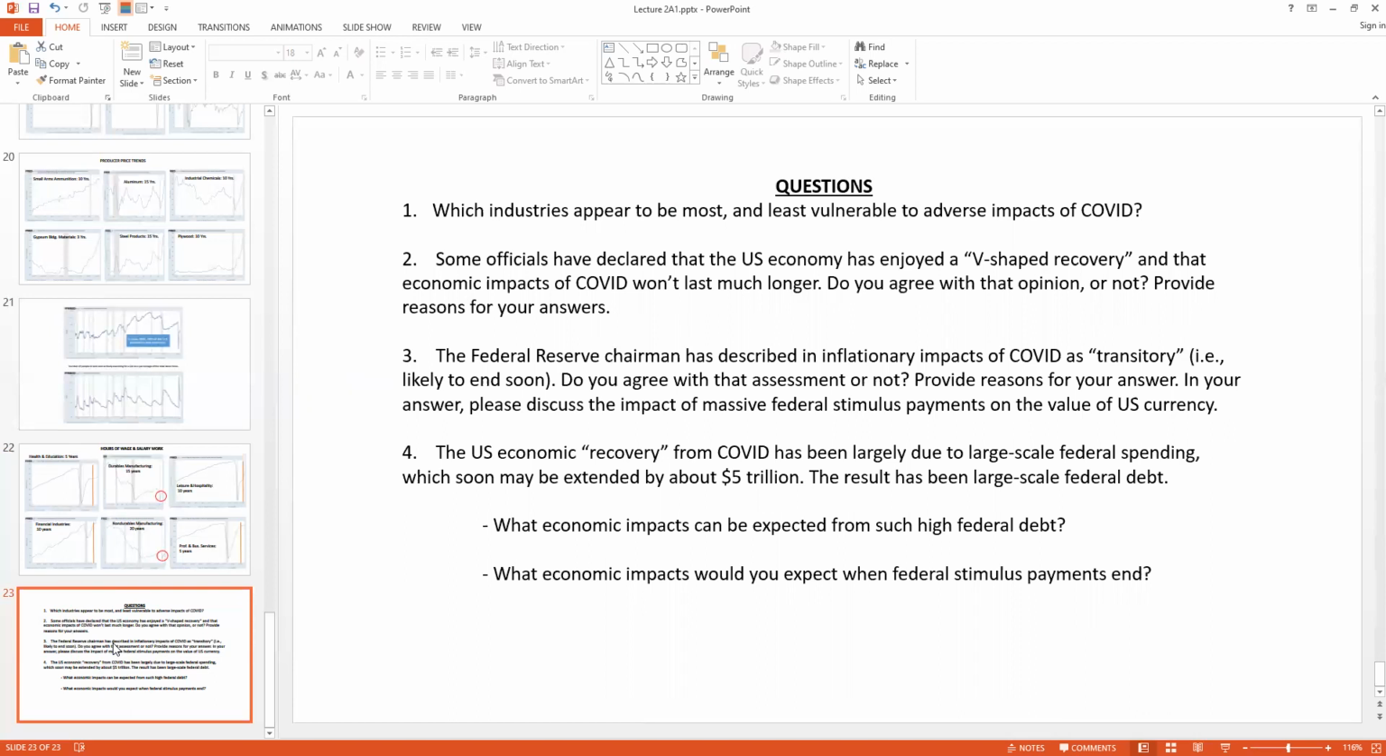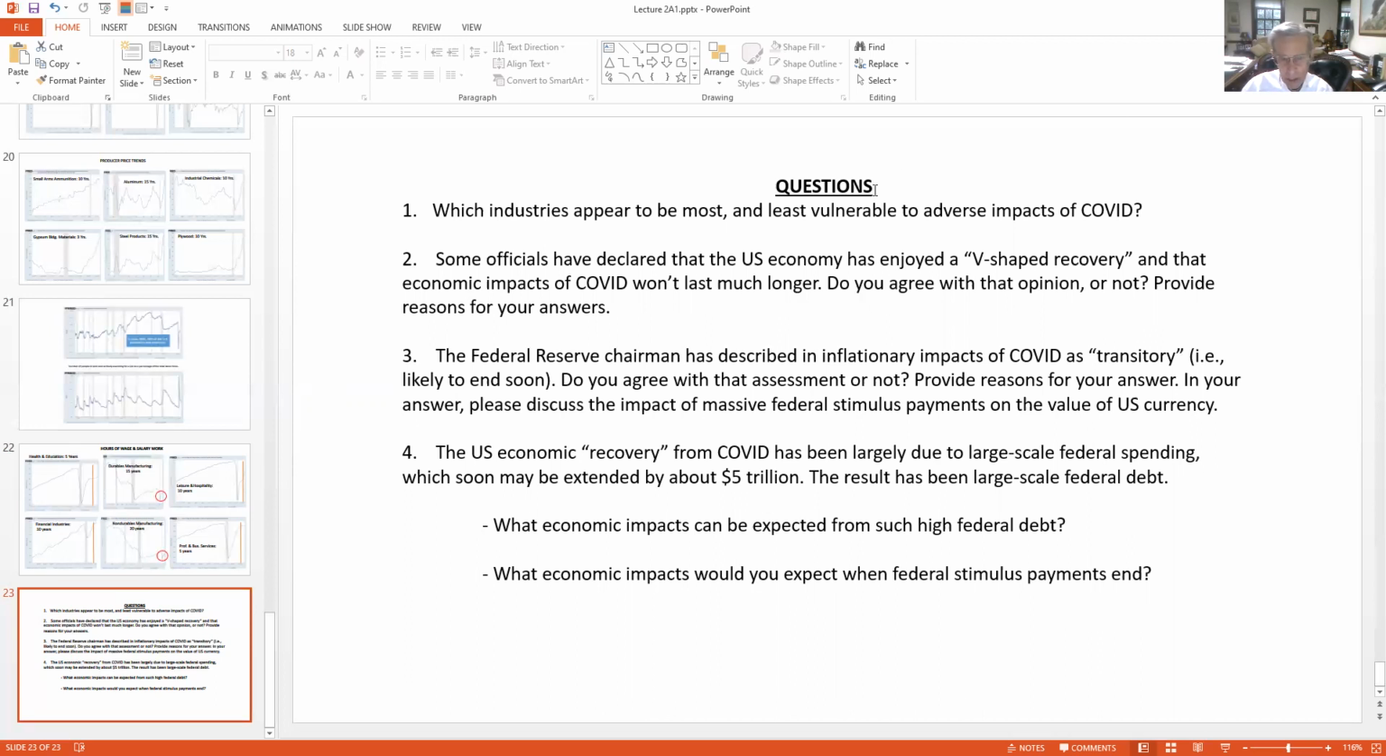But based on all that we've talked about here, which industries seem to be the most and least vulnerable to adverse impacts of COVID? Bearing in mind that we're now dealing with the Delta variant, and that after Delta, there could even be another variant. So which industries do you see to be most and least vulnerable?